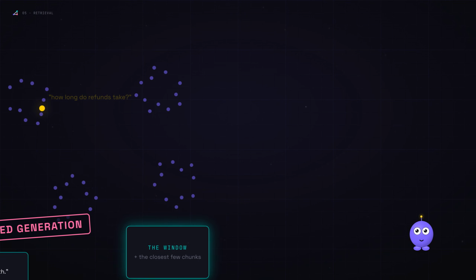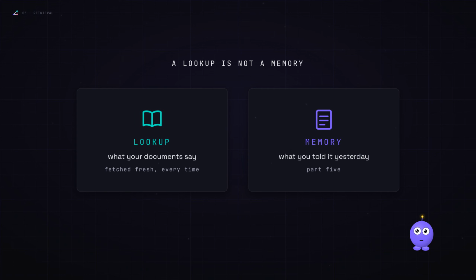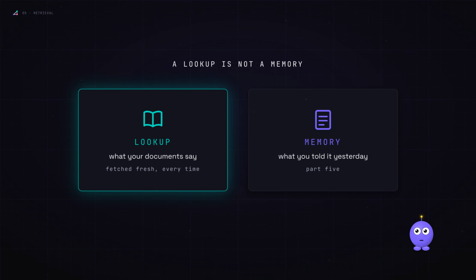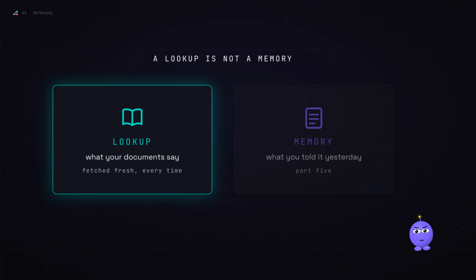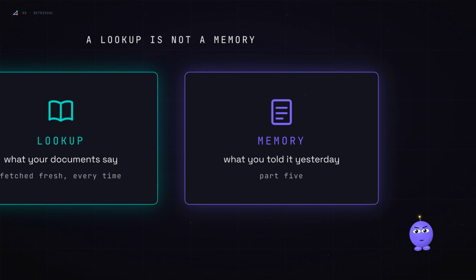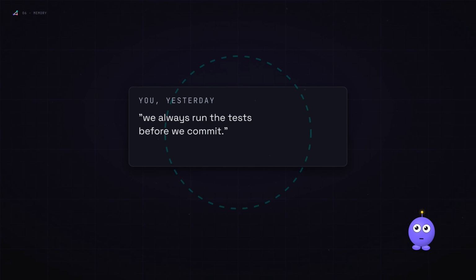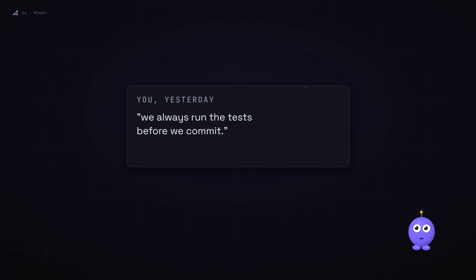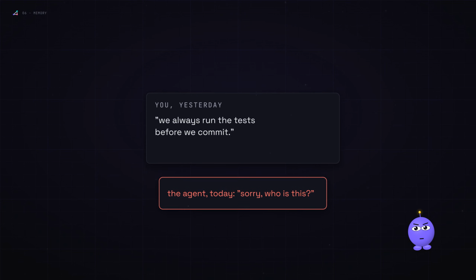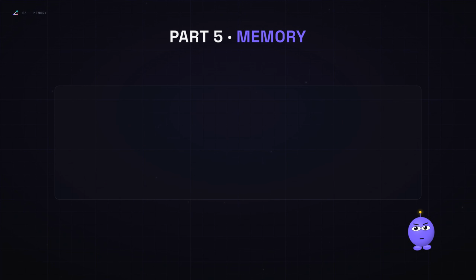One caution before we move on. Retrieval is a lookup, not a memory. It can tell the agent what your documents say. It can't remember what you told it yesterday. That takes part 5. 4 parts from now, this all snaps together into one machine. But first, the agent has to stop forgetting you. Memory. And it turns out one kind isn't enough.